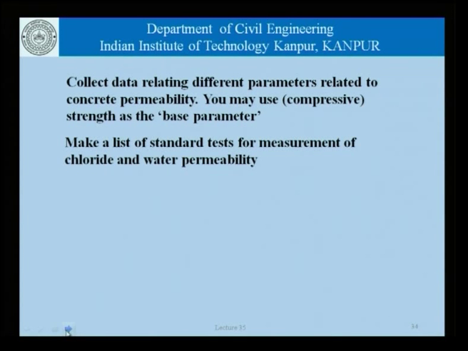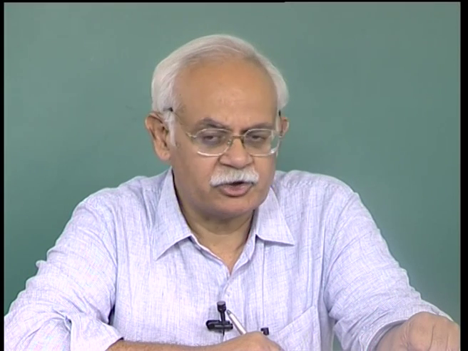We could make a list of the standard tests for measurement of chloride and water permeability. Of course, we have mentioned some of the tests in this discussion today, but there are a lot of others, and I think that if you are motivated enough and interested in the subject, you would look up the literature and come up with several other tests.